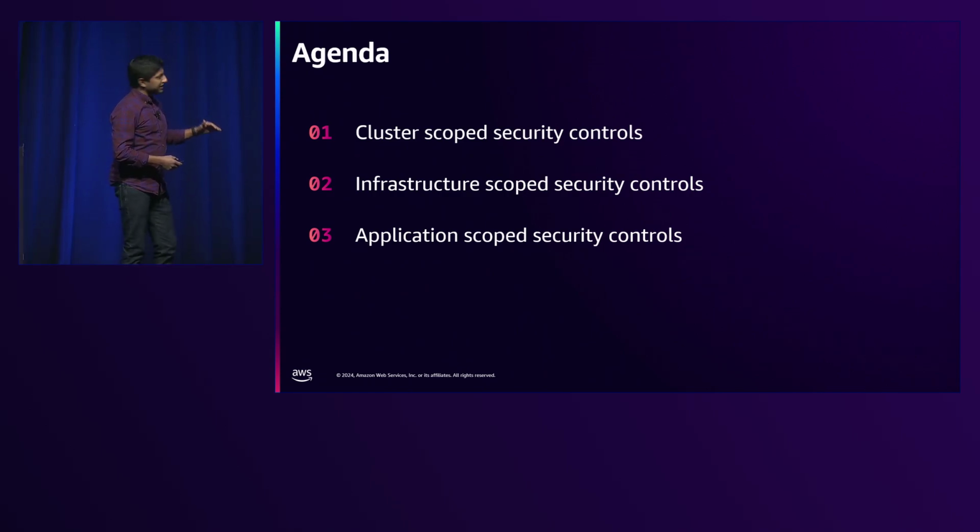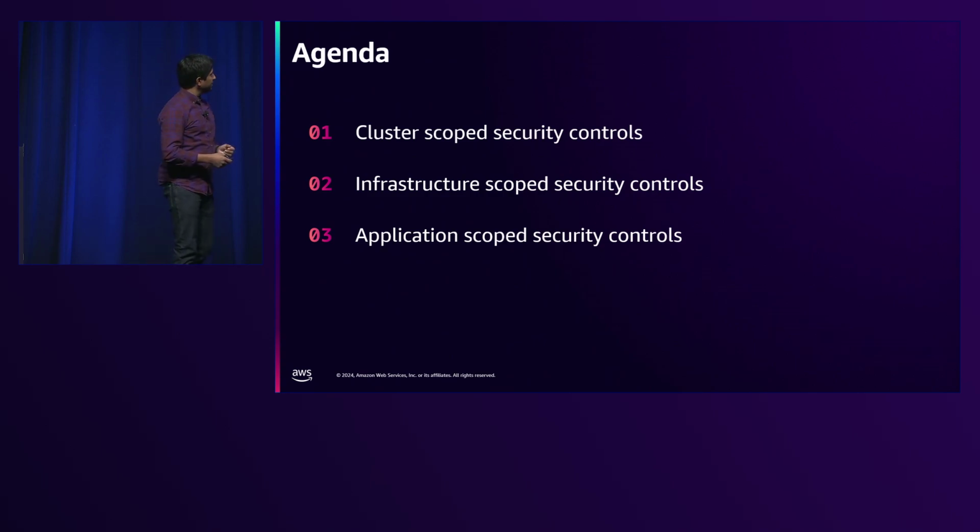And then we'll dive a little bit deeper. We'll go into the infrastructure layer. So by infrastructure here, I'm referring to the EC2 instances, the worker nodes that you run in the cluster. And we'll also look at some of the networking, VPC, and what are the controls and mechanisms available for you to secure the infrastructure layer. And then finally, we'll jump into the application layer. We'll talk about the best practices, some of the controls to secure your images and pods that make up your application.